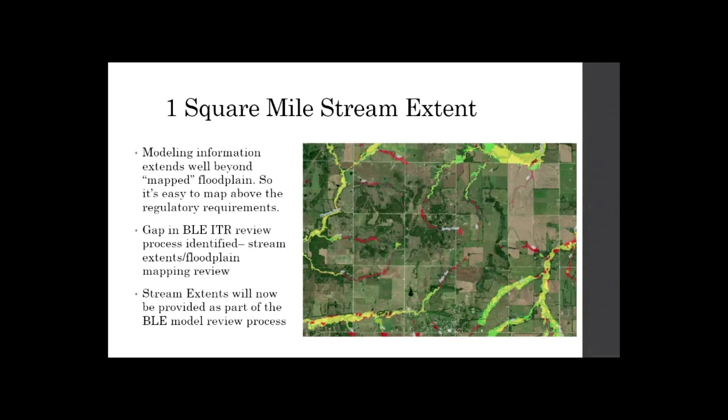All these red areas, this is an example of a county that had recently been remapped using 1D methods on LiDAR, and then when we did the BLE, it showed a lot of extensions that didn't seem reasonable, and we came to find out that it just got plotted too far. And so this is something to keep in mind for the ITR reviews, and something to check against.